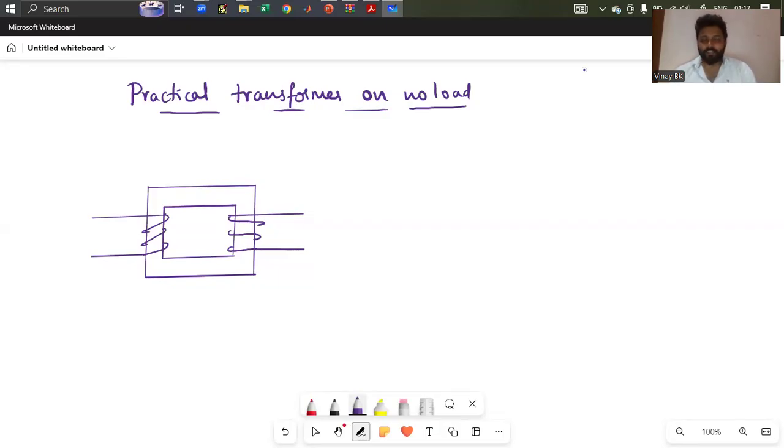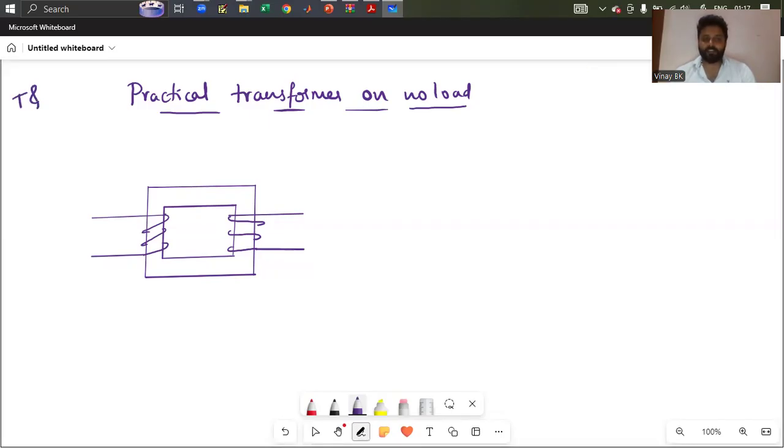So in this video, let us start with a practical transformer on no load from the subject Transformers and Generators, Module 1, along with the phasor diagrams.